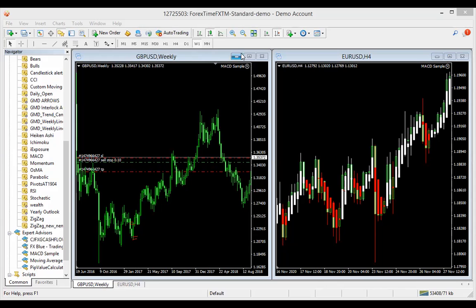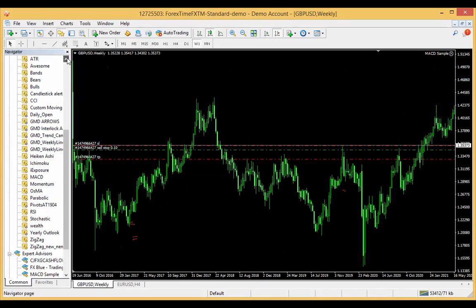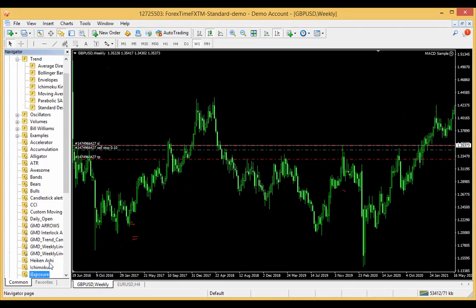Before we go on, I will make it naked like this. If you want to get your Heikin Ashi candlestick, you go to your navigator. Under navigator, you will see indicator. Under it, you will now search for Heikin Ashi. I'm looking for Heikin Ashi. I will see it. Look at it here.